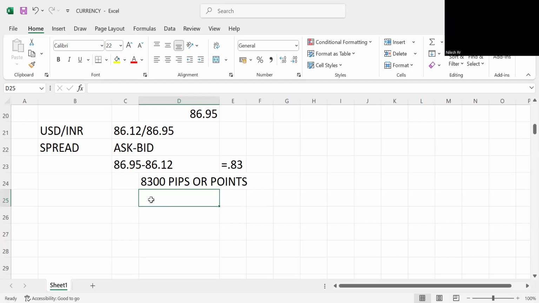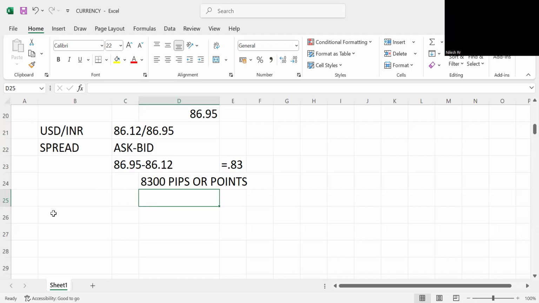That is 0.8300. If I'm writing 0.83 or if I'm writing 0.8300, that will not change the value. So here there is a spread of 8,300 pips, or 8,300 points. So after the decimal, we always have to write 4 digits. That's called pips or points.